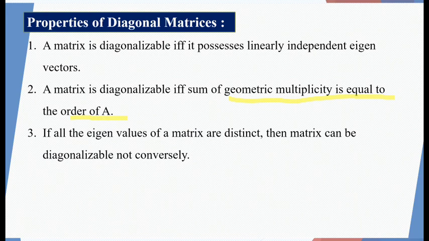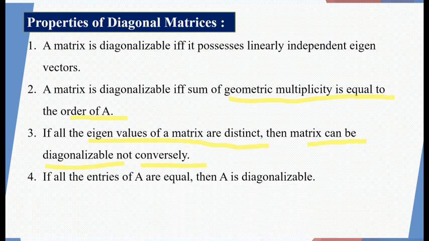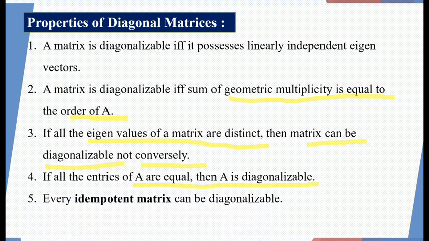Number 3, if all the eigenvalues of a matrix are distinct, then the matrix is diagonalizable, but not conversely. If all the entries of A are equal, then A is diagonalizable. Sari entry equal hai, so aap tab bhi usko diagonalize kar sakte hain.